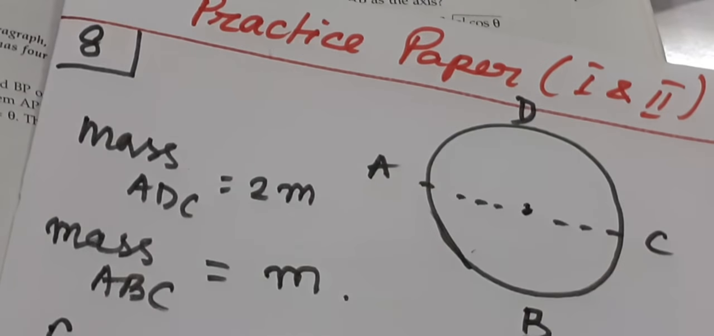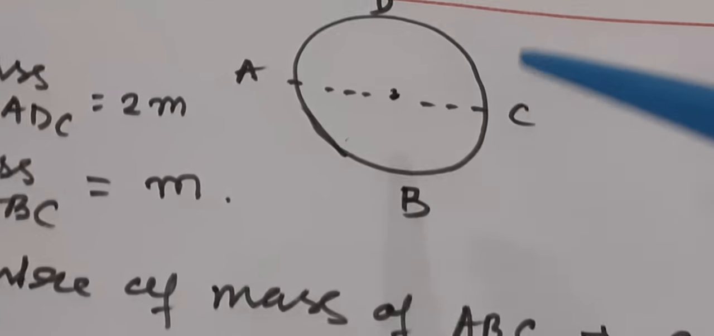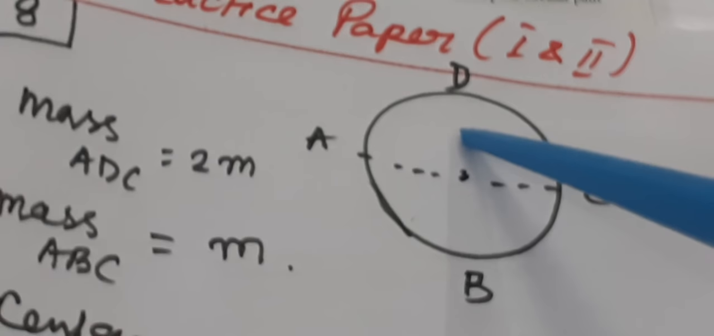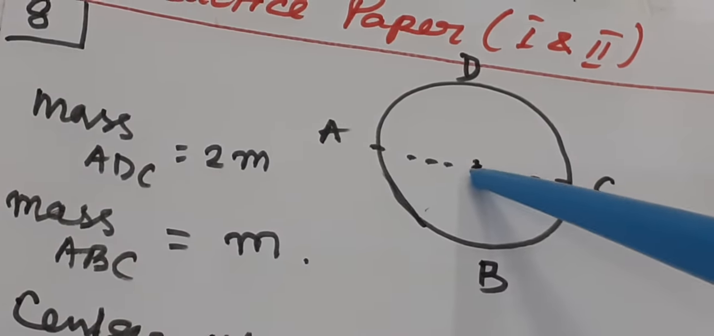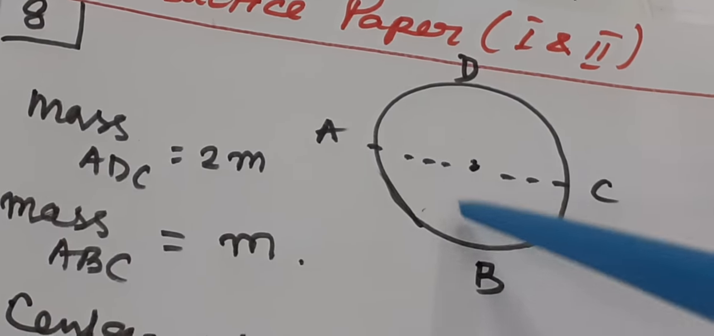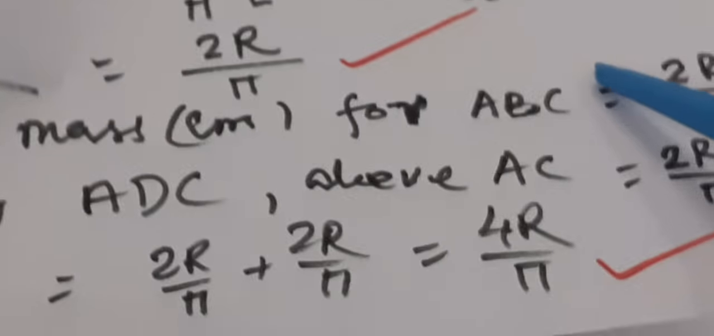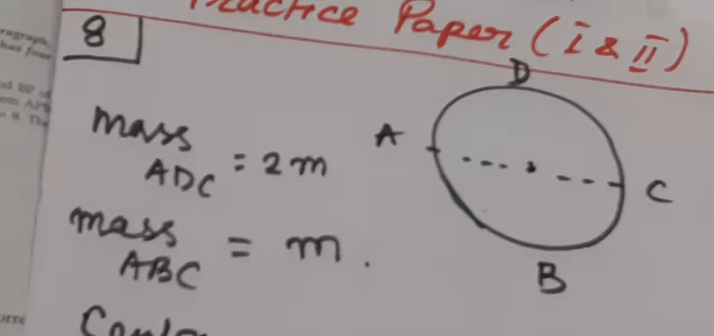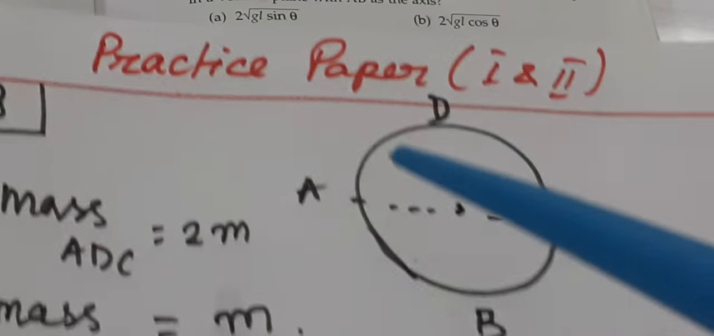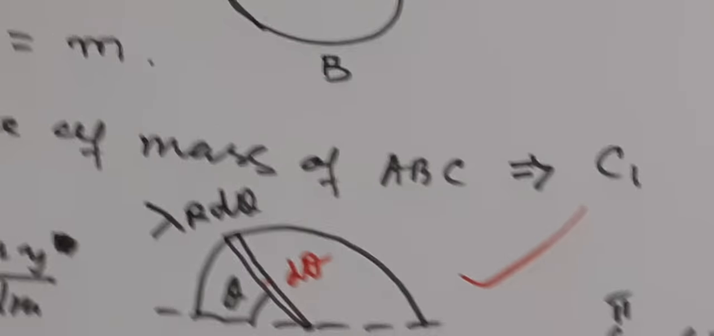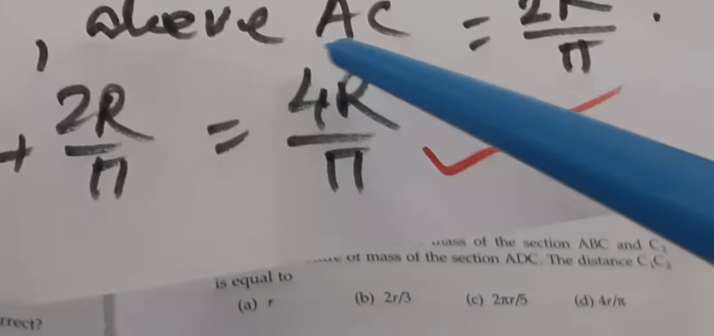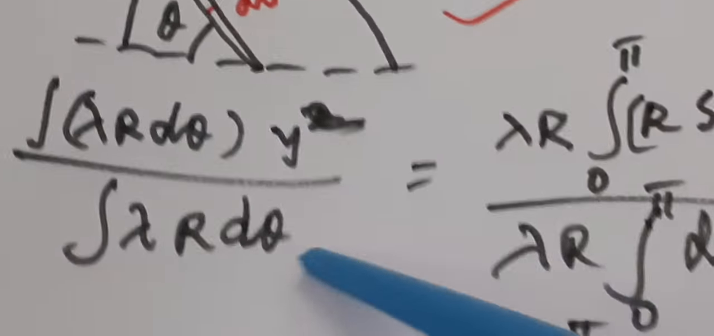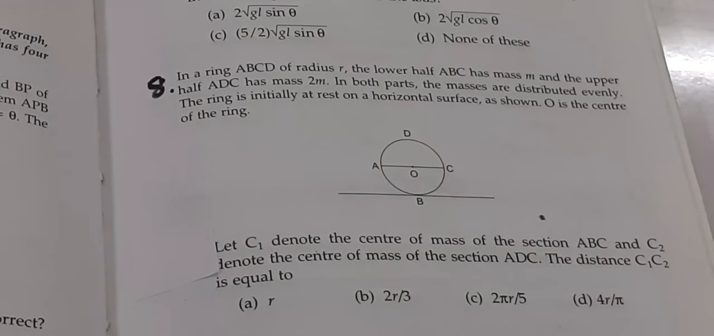Now for this particular problem, mass is not in the expression for the center of mass. Mass is not going to matter. So for this one it is 2r by pi, and for the lower part it will be 2r by pi below this AC diameter line. Then the total distance between C1 and C2 will be double of that, that is 4r by pi. Now you can have very different masses, say the mass of this part is 3m and here it is 7m, no matter. The center of mass will remain the same, and the distance between the centers of mass will be 4r by pi. Whatever mass you choose, it is not going to influence the center of mass.